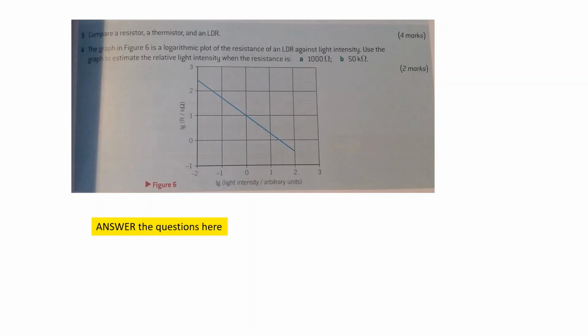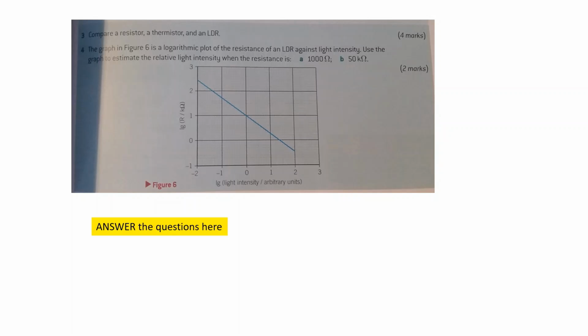Right, in order to do this question, so question 3, compare a resistor, a thermistor, and an LDR. Question 4, the graph in figure 6 is a logarithmic plot of the resistance of an LDR against light intensity. Use the graph to estimate the relative light intensity when the resistance is 1000 ohms and 50 kilo ohms. Now, if you look at the axis, you've got lg. Now, lg stands for log to the base 10. So log to the base 10 brackets are in kilo ohms. So you need to convert whatever units you have in kilo ohms.